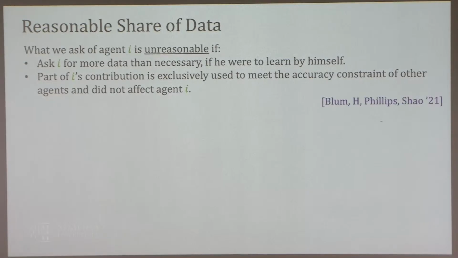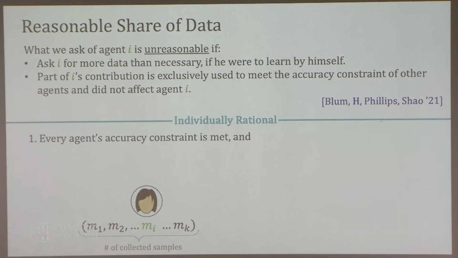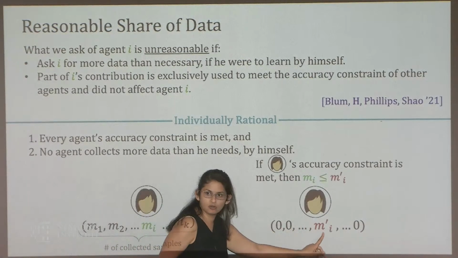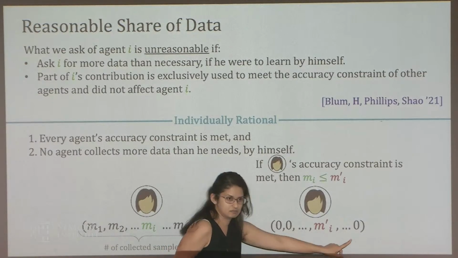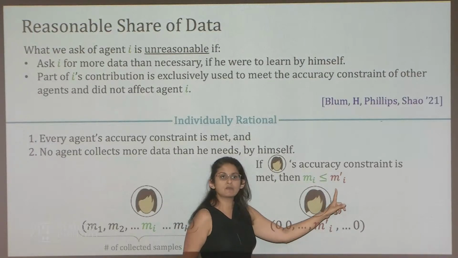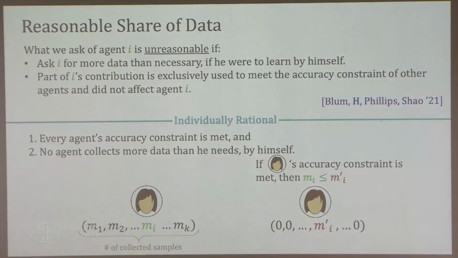There are economics ways of capturing these formalisms. The first one, avoiding that unreasonable thing, is called being individually rational, which essentially means that a profile of m_i is individually rational if, in the case that agent i solved everything individually without any other help, the number of resources they would have needed individually is bigger than the number of resources they're being asked to provide in a collaboration. So that's individual rationality.